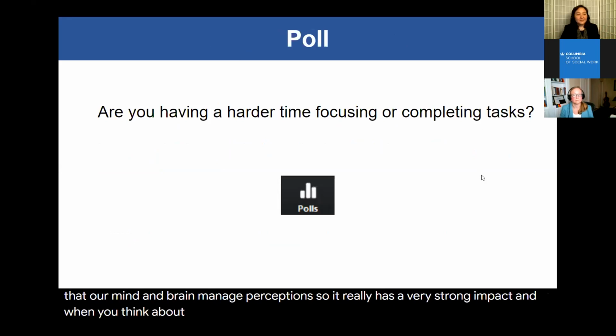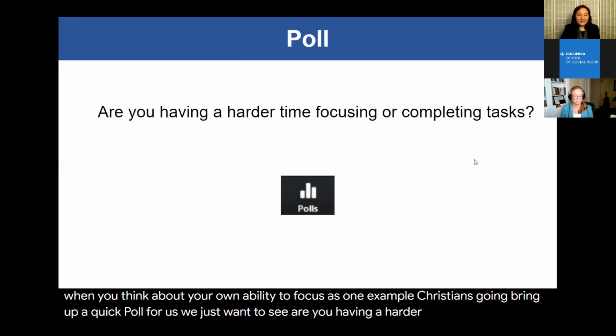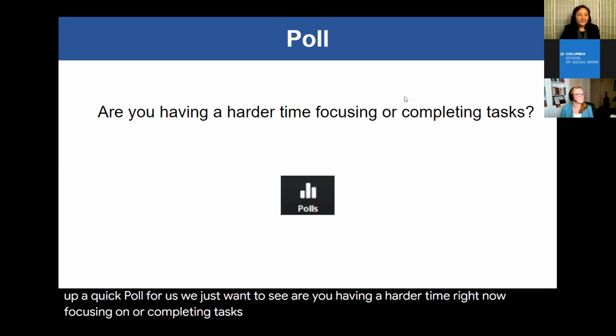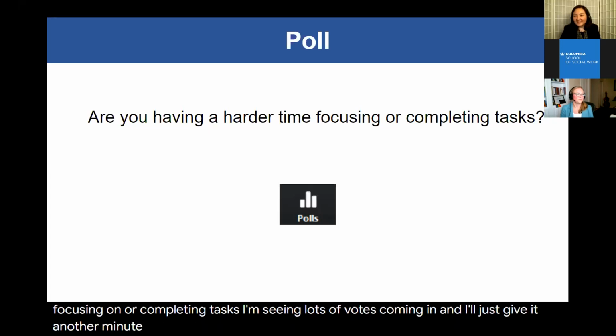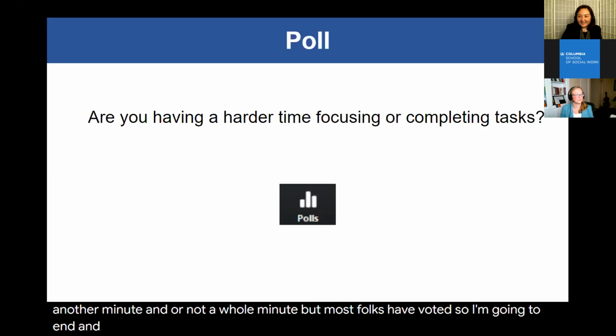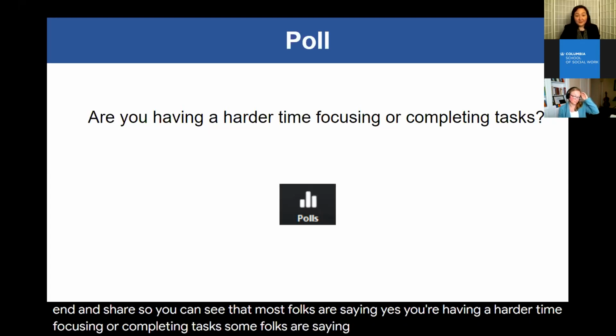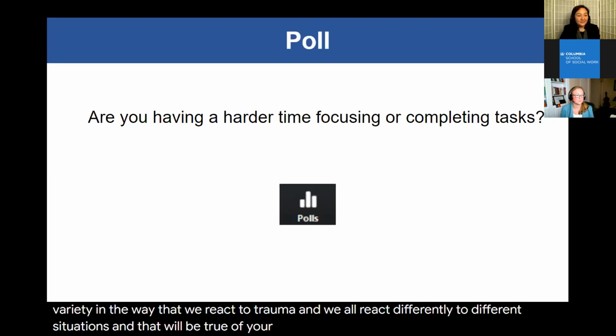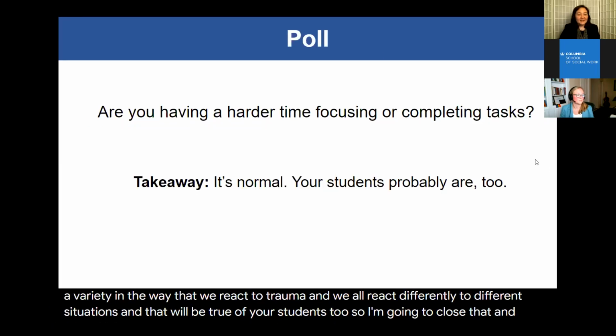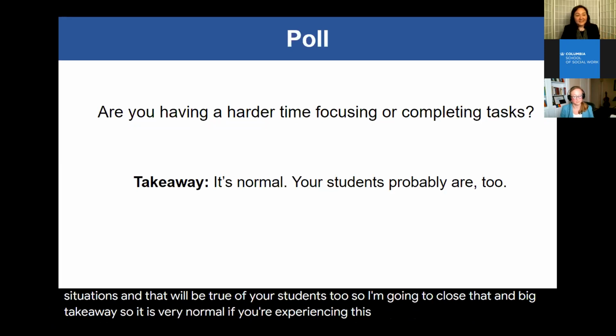And when you think about your own ability to focus as one example, Kristen's going to bring up a quick poll for us. We just want to see: are you having a harder time right now focusing on or completing tasks? So I'm seeing lots of votes coming in. Most folks have voted, so I'm going to end and share. You can see that most folks are saying yes, you're having a harder time focusing or completing tasks. Some folks are saying no. So you can see there's a variety in the way that we react to trauma, and we all react differently to different situations, and that will be true of your students too. Big takeaway: it is very normal if you're experiencing this, and your students probably are as well.